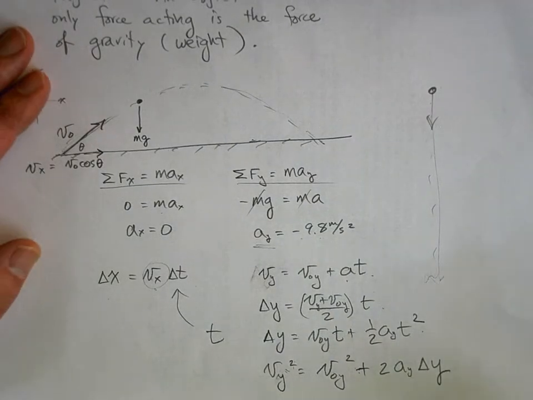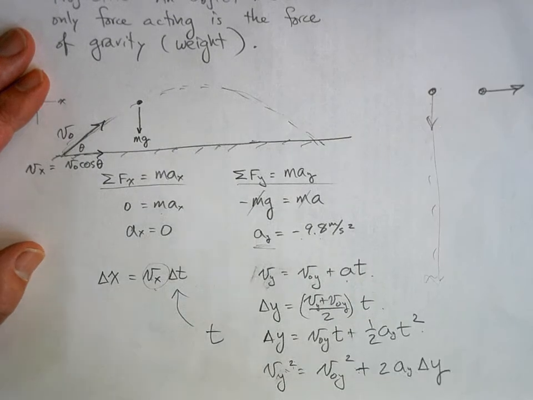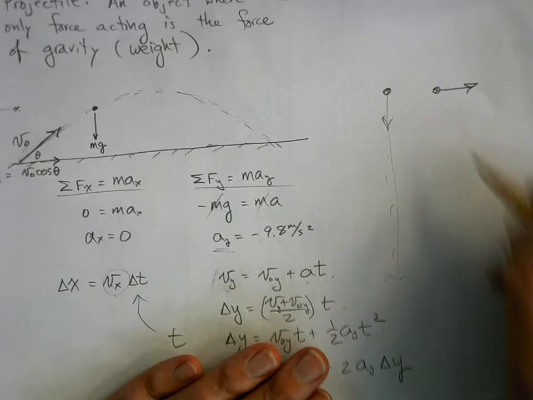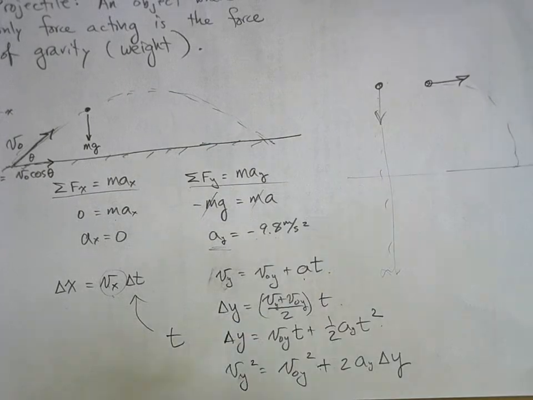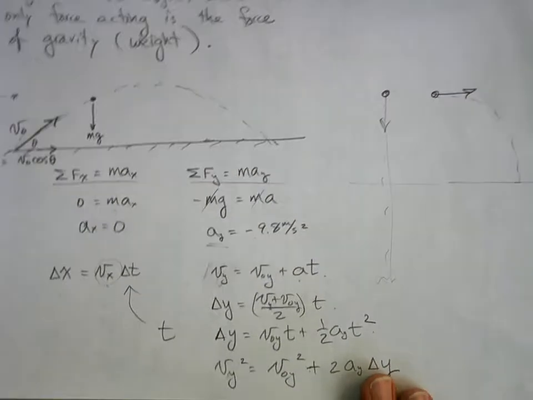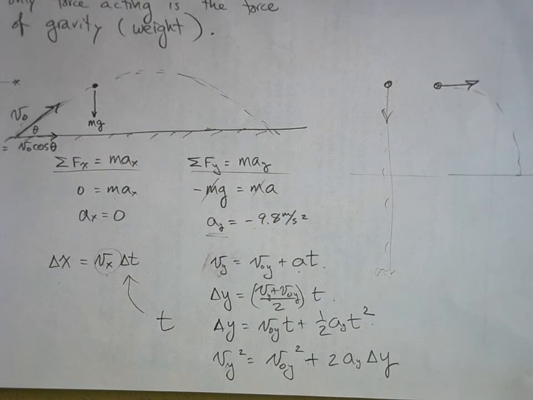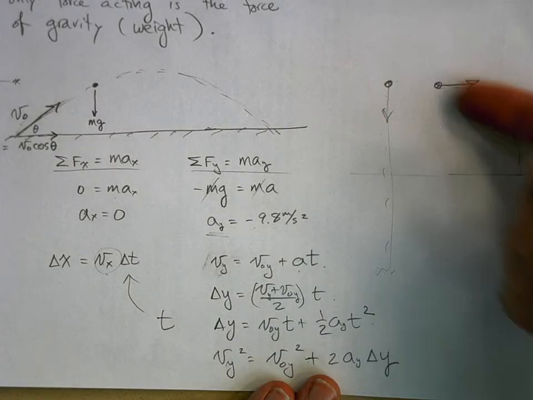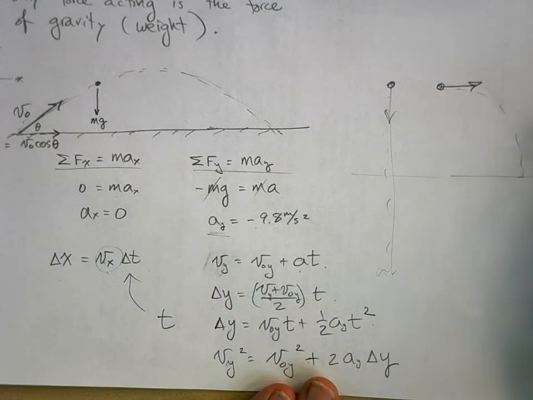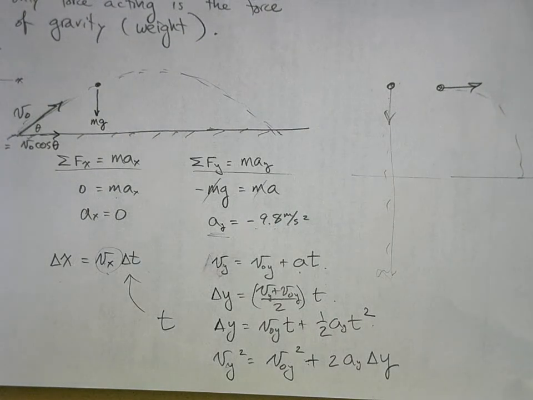But what if I throw an object horizontally? Well, what's it going to do? It's going to go like that. But these two objects are going to have the same kind of motion in the y direction. If you were to look sideways at this falling down like this and this falling straight down, they would look the same.